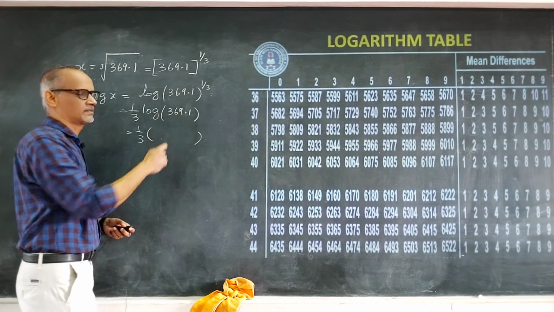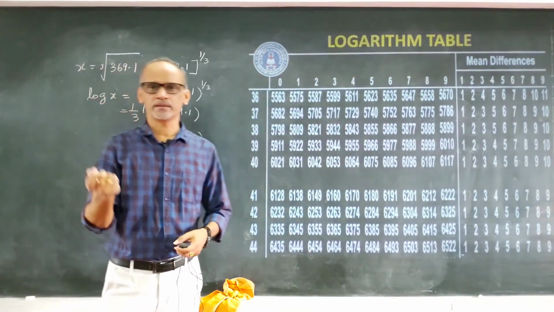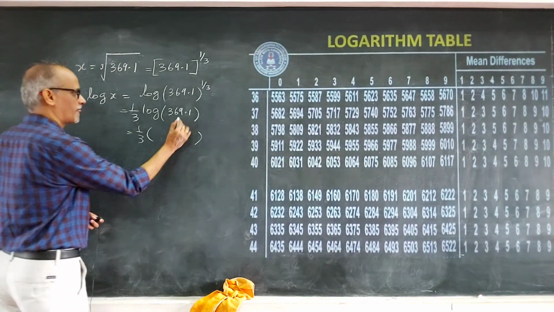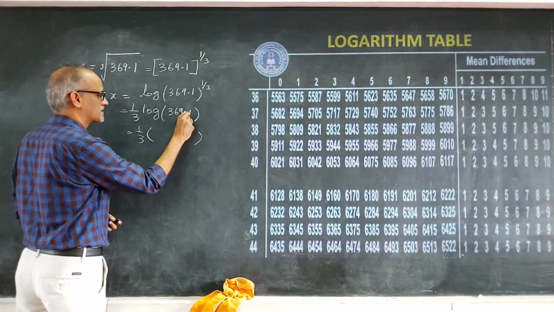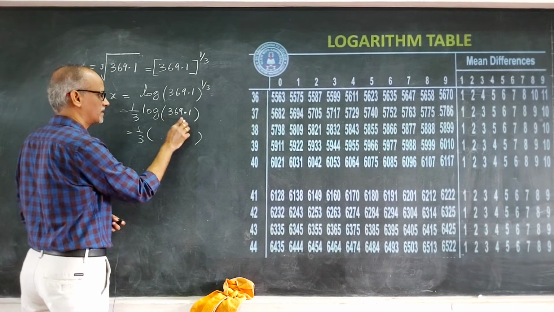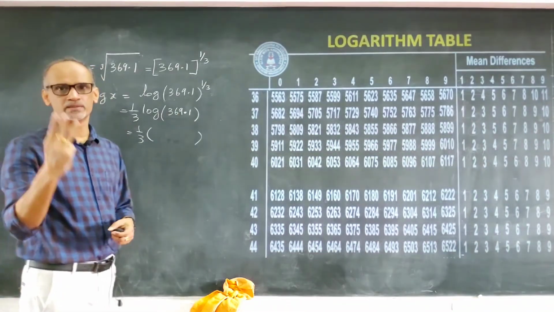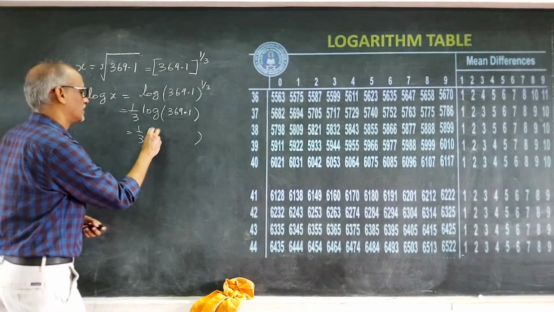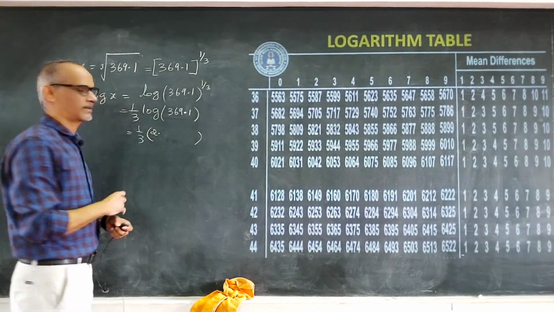Log of a number has two parts: characteristic and mantissa. How to find the characteristic? It's a number greater than 1. So first count the number of digits. How many digits are there before the decimal point? There are 3. So what is the characteristic? 1 lesser. So therefore 2 point is the characteristic.